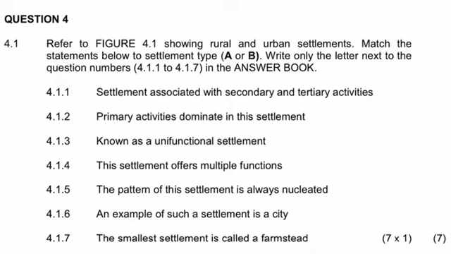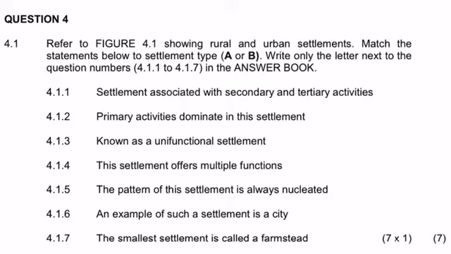So the statement says, refer to figure 4.1 showing rural and urban settlements. Match the statements below to settlement type A or B. Write only the letter next to the question numbers. So 4.1.1 to 4.1.7, you just write the letter next to the question number in the answer book. So ladies and gentlemen, you don't need to give a definition or any term as part of your answer. The only thing that you do is just to write A or B.